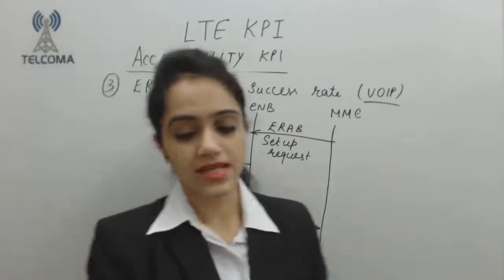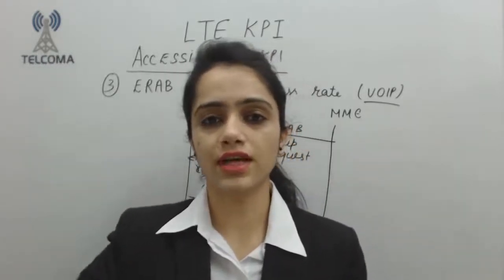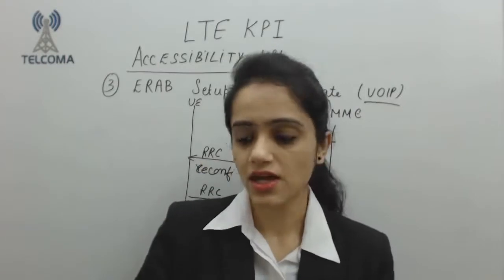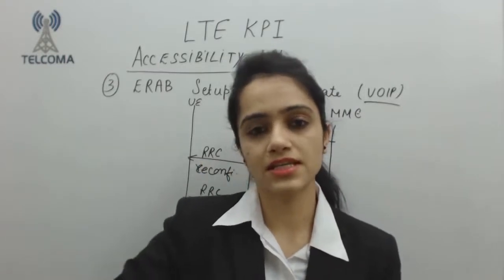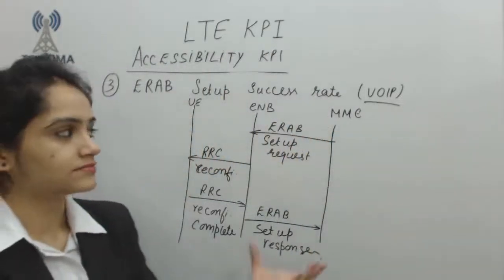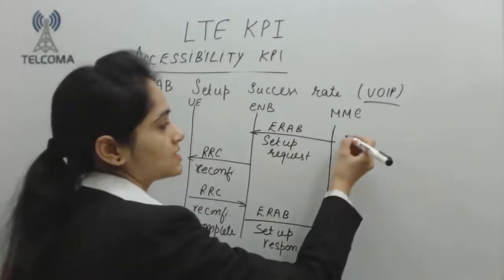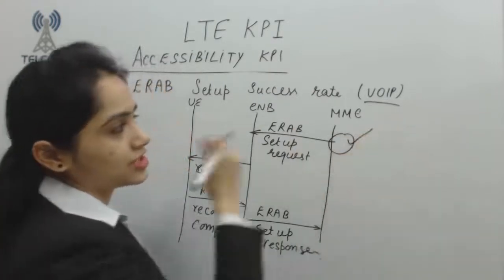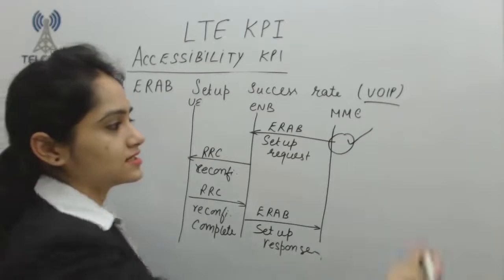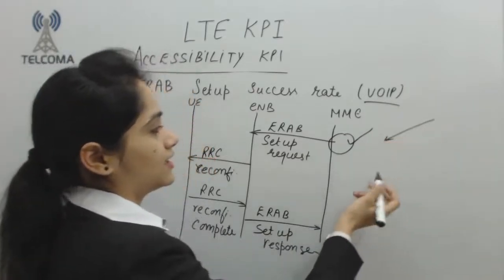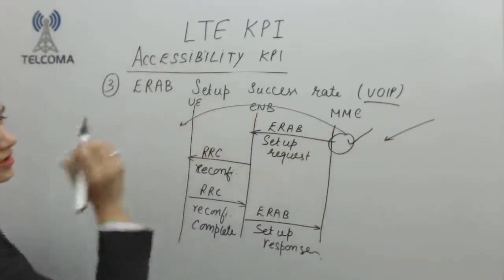Now E-RAB, that means the MME is connected to the serving gateway, which has to route the packets. So various services setup is initiated by E-RAB. In this case, the MME takes a step to initiate a request. That means there is data at the data center and it wants to deliver it to the user equipment.